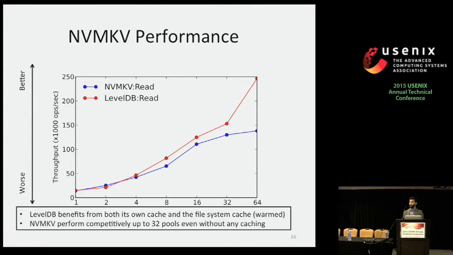The reason for that is that LevelDB is benefiting both from its own cache and the cache of the file system, and it's a cache that has been warmed by the previous experiment. So we run this read workload right after the write workload, so all caches are warm. And still, our key value store, even without using any caching, is able to keep up, even though every single read has to go to the media, and most of the reads being served by LevelDB are being read off the cache, both the file system's and its own cache.